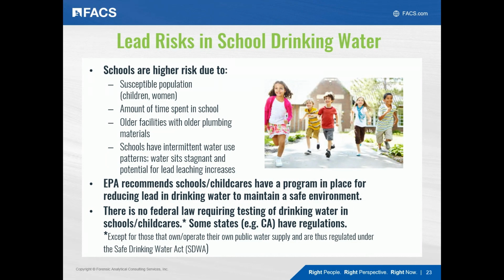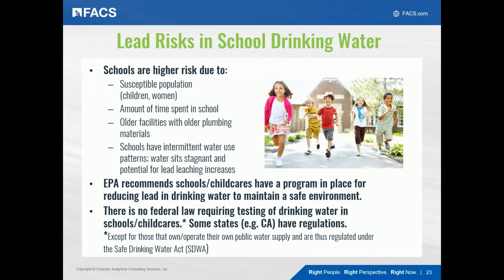Schools also have intermittent use patterns. So what that means is they have periods like weekends, breaks when the water just sits unused. So this stagnation is a problem because it increases the potential for lead to leach into water the longer that the water remains in contact with any leaded plumbing materials. So for all of these reasons, the EPA recommends that schools and childcares have a program in place for reducing lead in drinking water. And that's what we'll discuss here in a little bit.